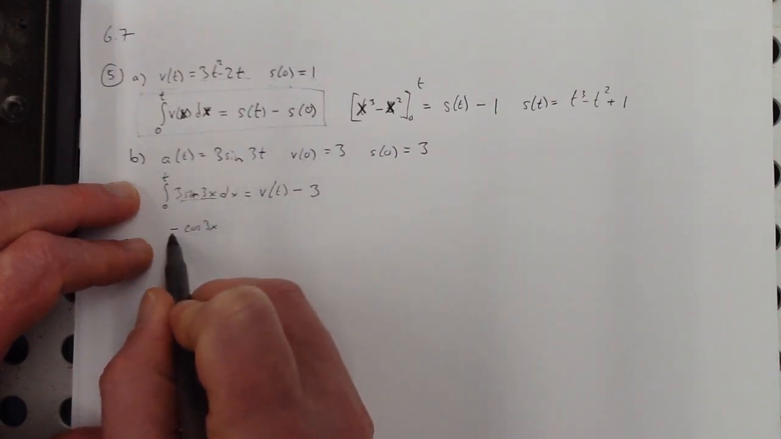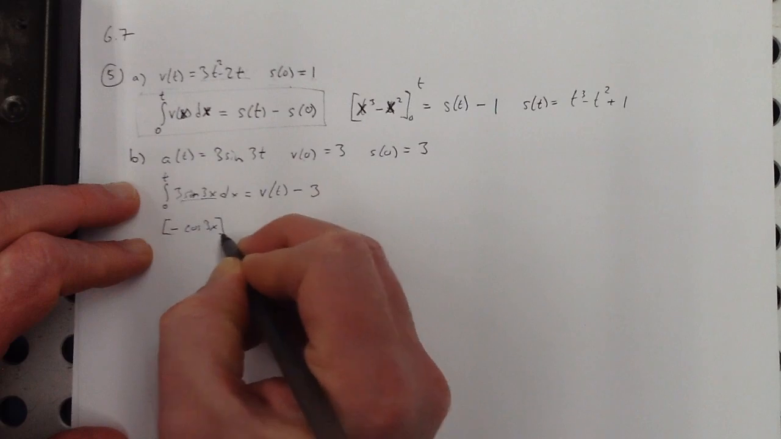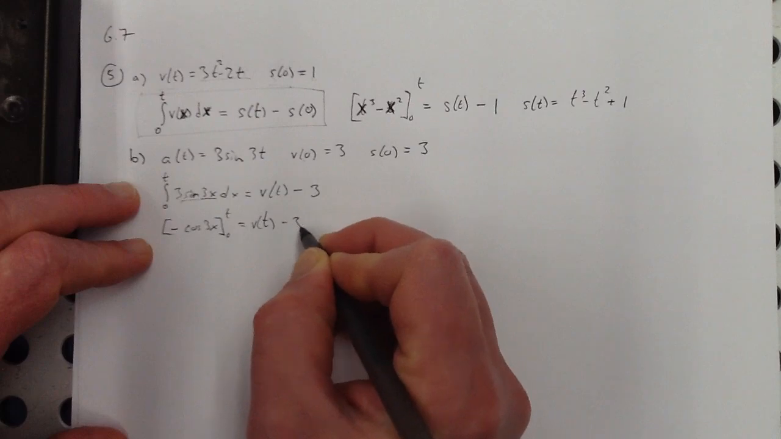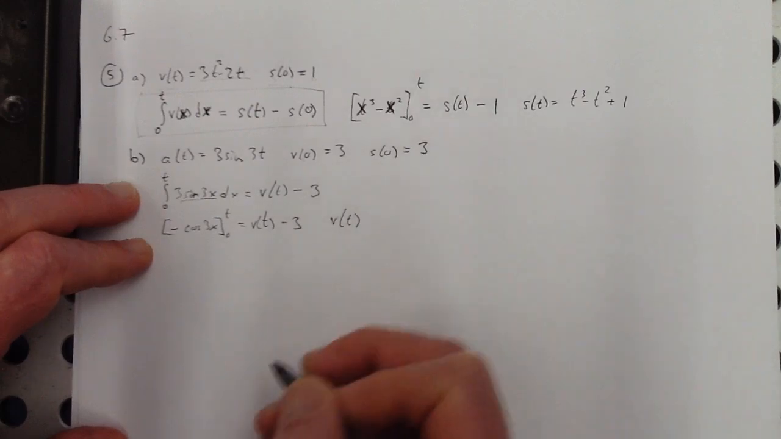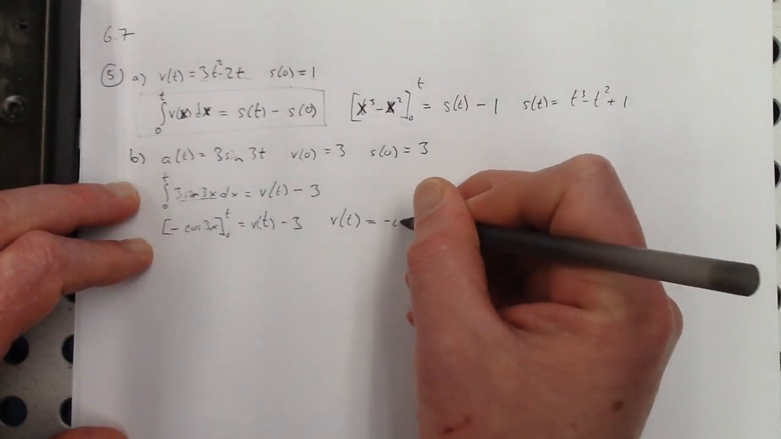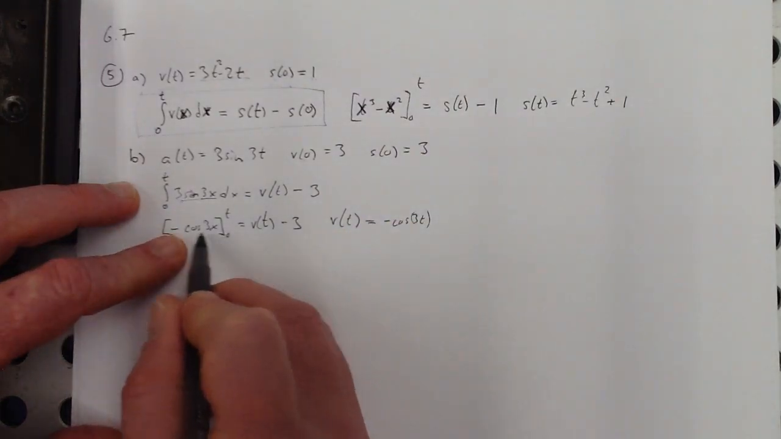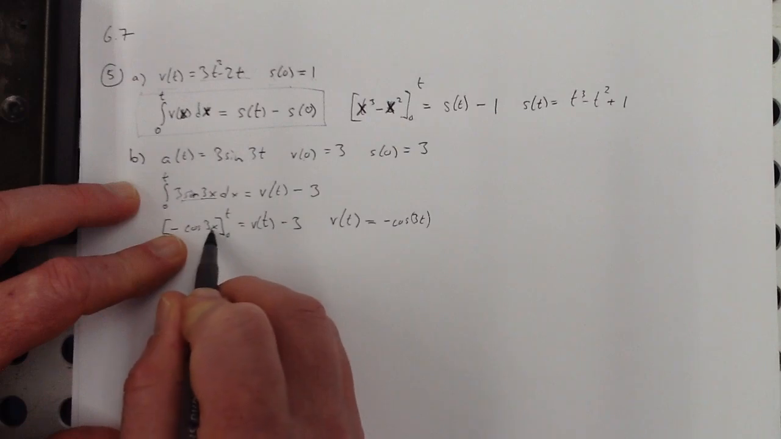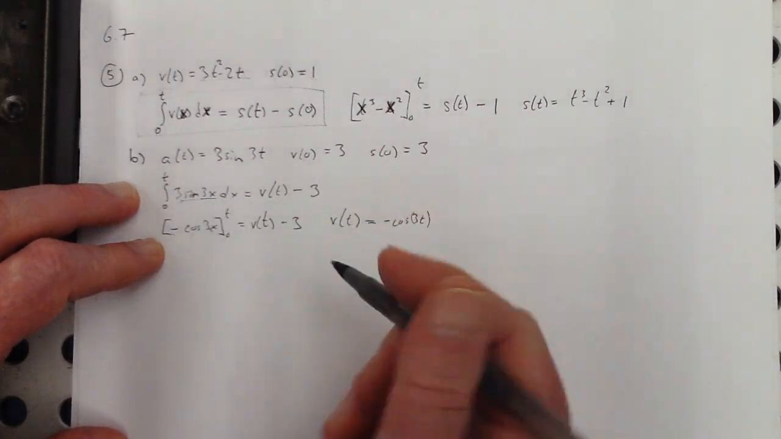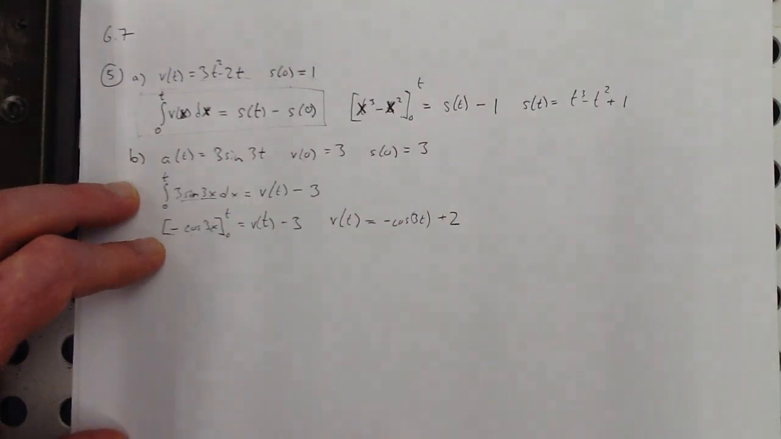Don't believe me? Then just take the derivative of this, just do a quick check. Oh yeah, it's that because of the chain rule. So all good. So the velocity function is negative cosine 3t, and then the cosine of 0 is 1, so that's actually minus 1, and then I'm going to add the 3. Minus 1, and then add the 3, so that gives me a plus 2 there.